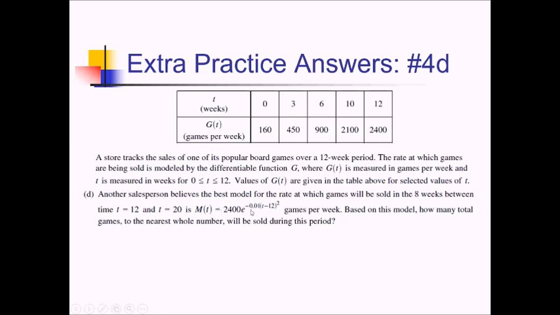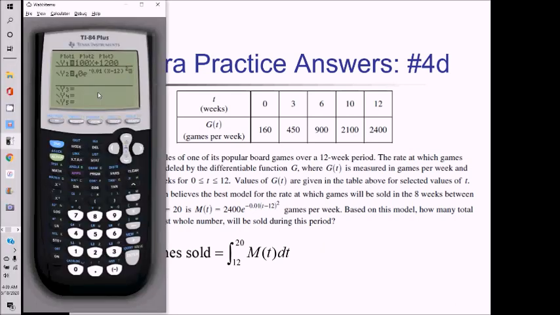This is fairly straightforward. You've got the rate at which games are changing, and again, this only applies between weeks 12 and 20. So we're just going to integrate this rate of change over the interval from 12 to 20. So integral from 12 to 20 of m of t dt. Let's just plug this in the calculator, because they already told us what m is, so we can just integrate it without showing any further work. For my first step, I've entered m of t as my y2 in my y equals.